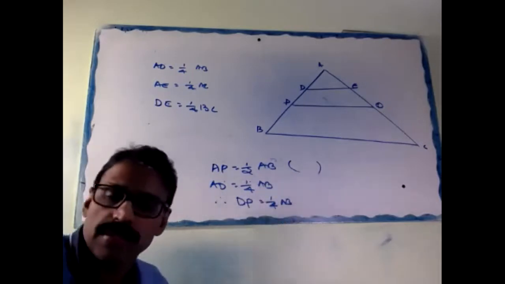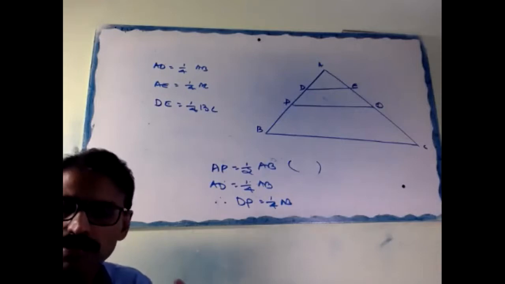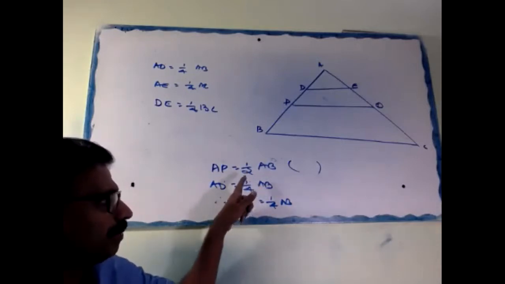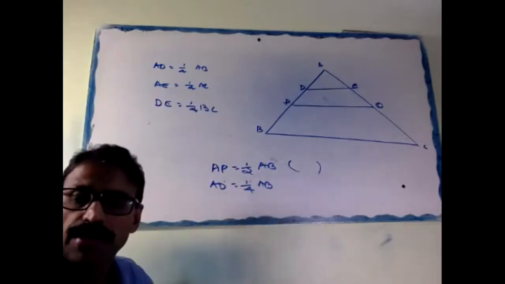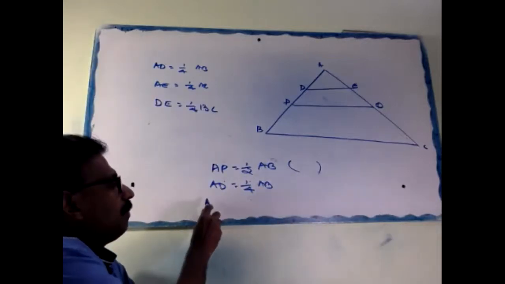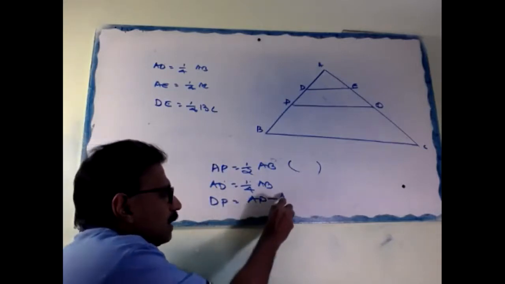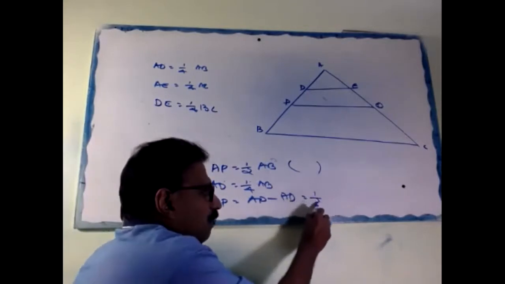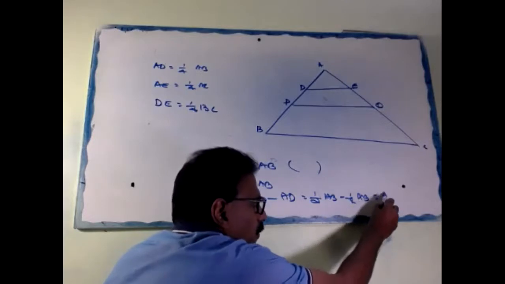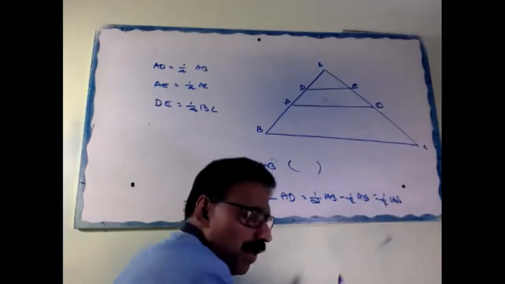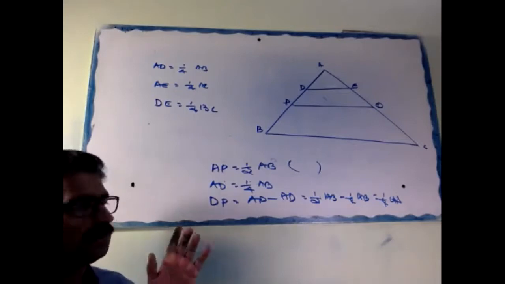Are you okay? Is this clear or not? Why 1 by 4? Half AB minus 1 by 4 AB. If you have doubt, you can write like this: DP equal to AP minus AD, so half AB minus quarter AB equal to quarter AB. If you want, you can write the steps.